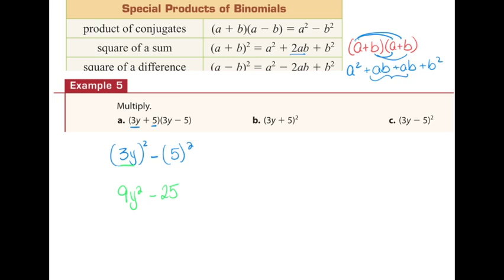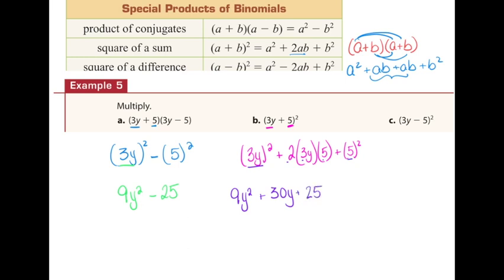All right, let's look at the other two. This is a special case. So I'm going to say 3y, I will square that. This is going to be a plus, and I'm going to double what happens when I multiply these two, 3y and 5, and then my last one is going to be just my last one squared. And so when I do this, I will square this. That's going to give me 9y squared. 2 times 3 times 5, that gives me 30, and then I have that y in there, and then 5 squared is 25. All right, that's how that one will be.